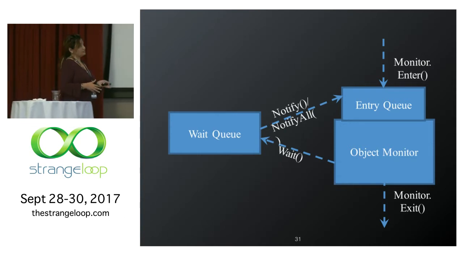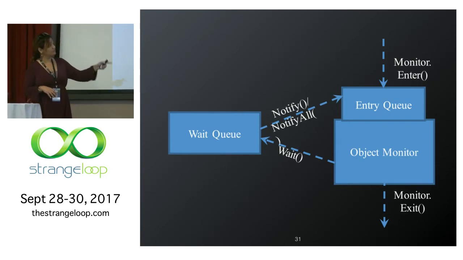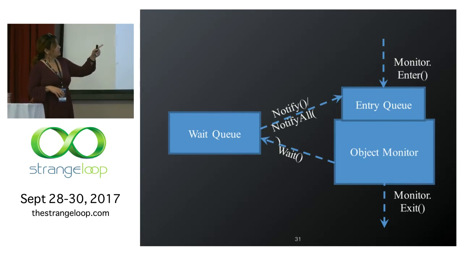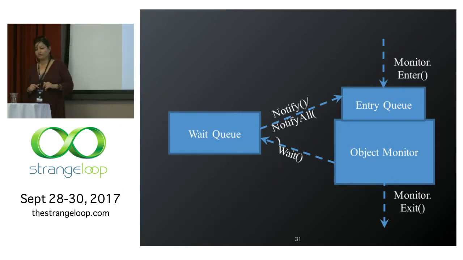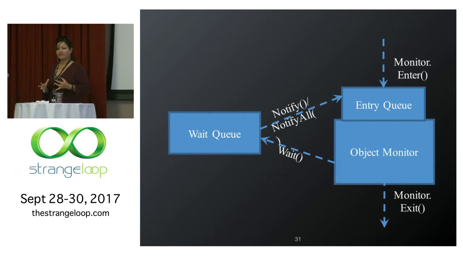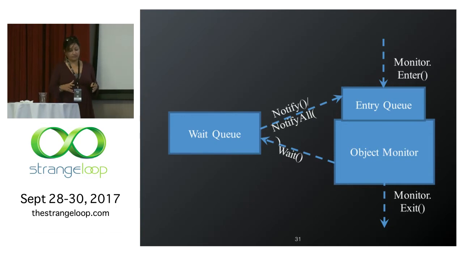My object monitor is right there. I have an entry queue. And so you have the monitor enter and monitor exit operation. And if somebody needs to wait, they go and wait in the wait queue. And once they get a notify signal, they come back into the entry queue, and then they can access the object monitor. So that's how an inflated lock works. That's usually done in the slowest path. And that's how it was up until Java 9.